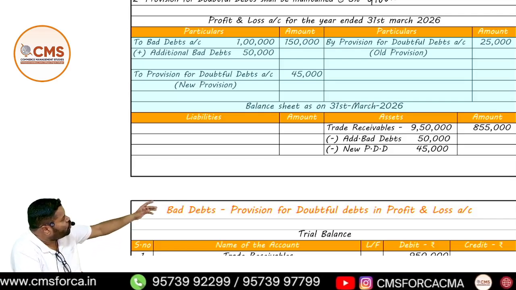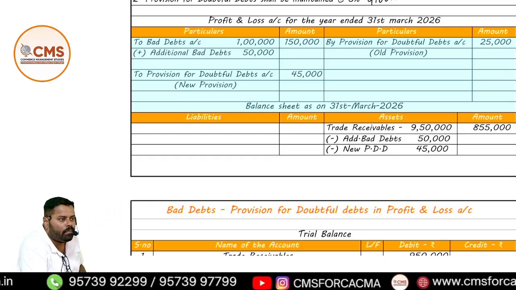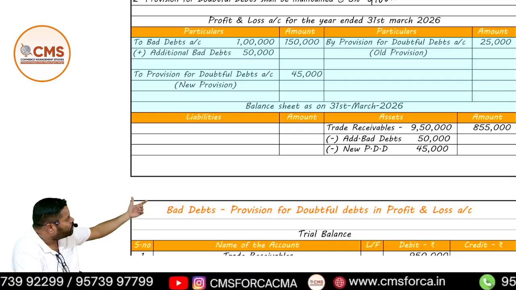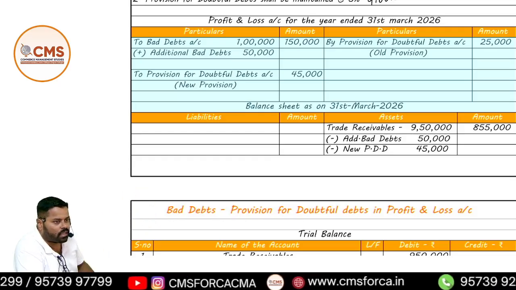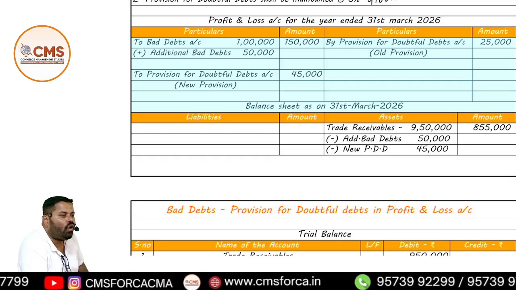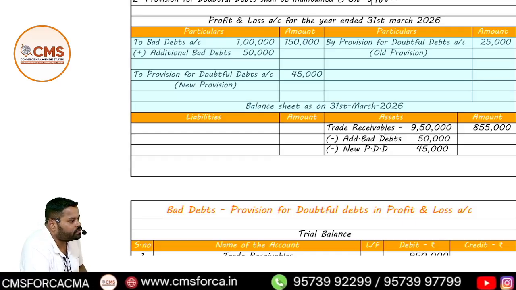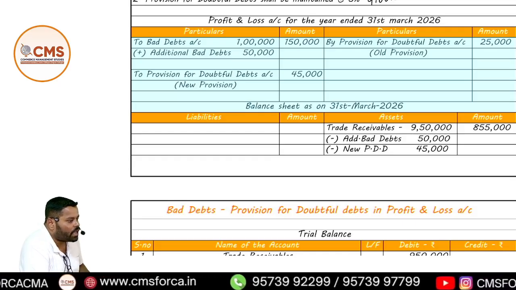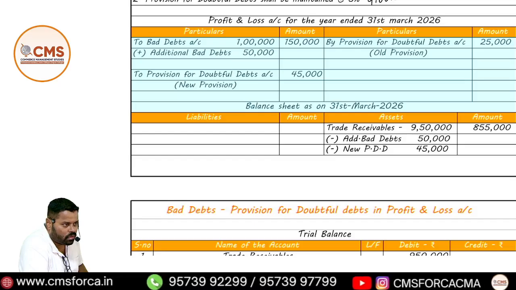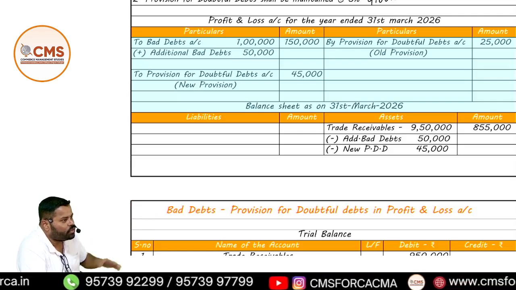I don't want to show all these numbers. How many numbers are there? Total 5 numbers are there in my P&L account now. What are the numbers? 25,000 on the credit side, 1 lakh plus 50,000, 1 lakh 50,000 on the other side, 45,000 here. I want to hide all of them and write only one amount there. Can I hide all of them and write only one number? So 25,000 is already utilized, sir.